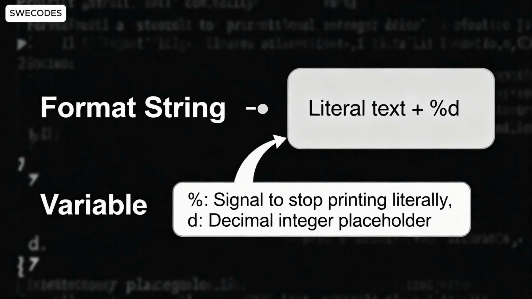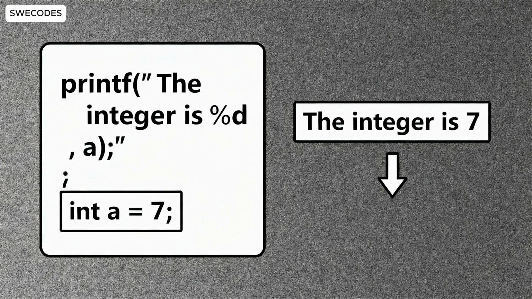The % is a signal to the printf function. It says, stop printing text literally. Treat what comes next as a placeholder. The d specifically stands for decimal integer. Think of %d as a contract. It's a promise to printf that, at this exact spot in the string, you will provide an integer variable, and it should print that variable's value here. The second argument, a, is the data that fulfills that contract.